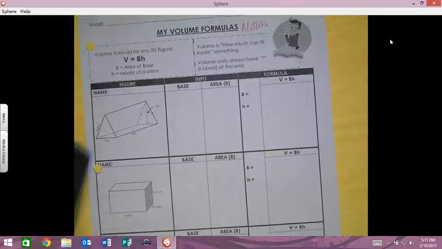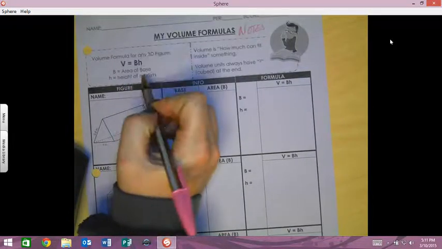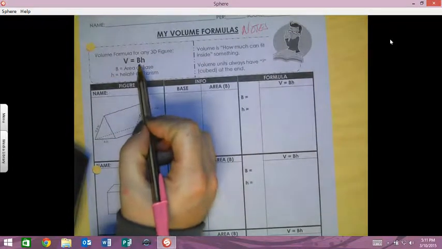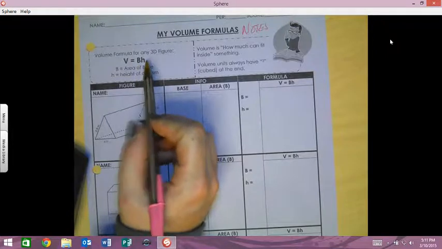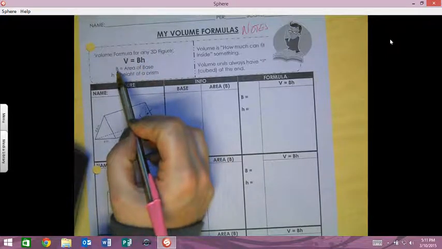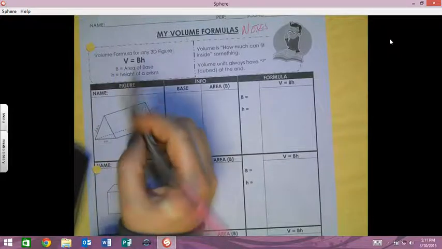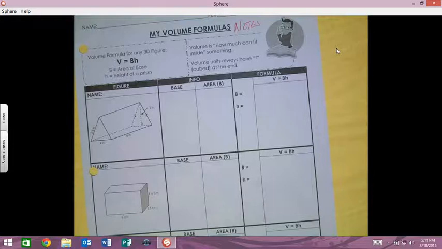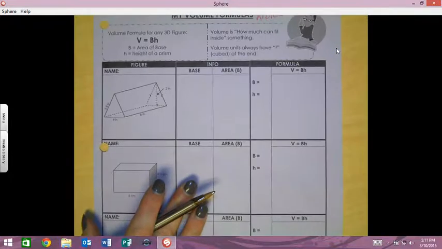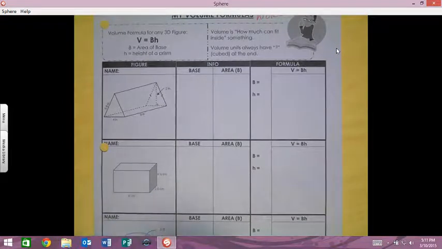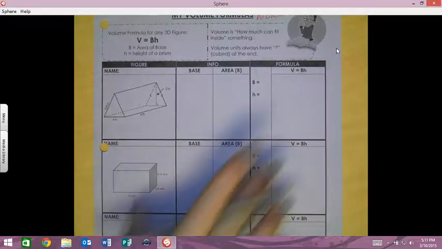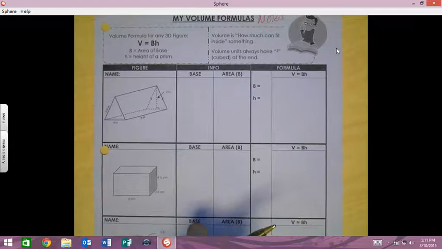So, our volume formula for any 3D figure is going to be big B times H. Instead of just the B being the base, it is the area of the base, because remember each three-dimensional figure has a different type of base. And then H is going to be the height of your prism. We will do some work with pyramids as well, but for what we're doing for prisms, this is going to get us what we need.